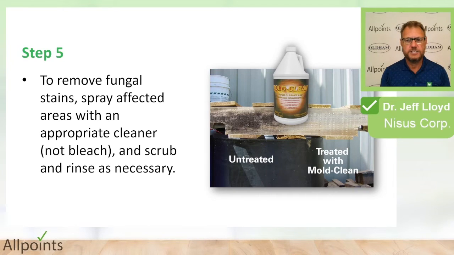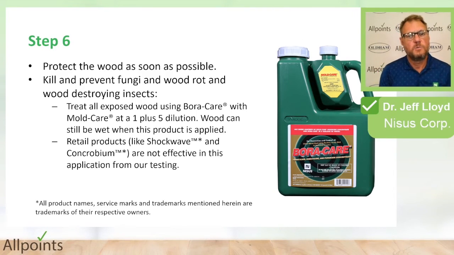Typically, you shouldn't use bleach. Bleach is an EPA registered pesticide and it's not labeled for that application, and it also contains a chlorine stabilizer, which is caustic sodium hydroxide, which is very corrosive to metal fixtures and fittings. So you'll see in some of those university recommendations not to use bleach. The Mold Clean product contains an oxidizing agent and a surfactant to really help clean the surfaces as well as decolorize the staining. Step 6, we're really trying to protect the wood as quickly as we can.